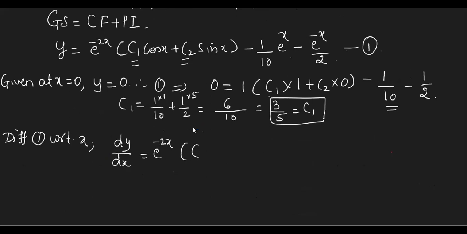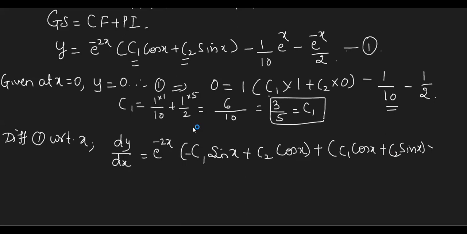What is the derivative of C1 cos x? Minus C1 sin x. Plus C2 sin x, derivative cos x. Product rule, no? So I have to keep the bracket as it is. What is the derivative of e raised to minus 2x? Minus 2 e raised to minus 2x. Am I right with this? Is the differentiation completed?